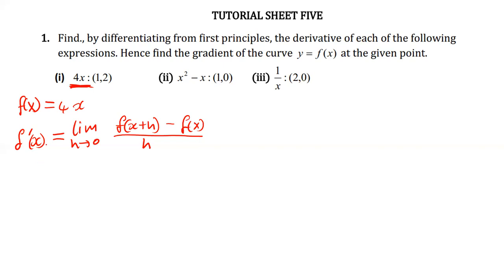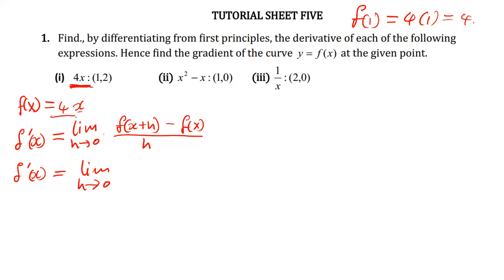To find f prime of x, we're going to say f prime of x is equal to the limit as h approaches 0 of f of x plus h. So when we say f of x plus h, we simply mean that while there is x here, we're going to replace it with x plus h. So if, for instance, they ask you to find f of 1 given this function, it simply means that while there is x, you are going to replace it with 1, and the answer will be 4. So this is what we are also going to do here.